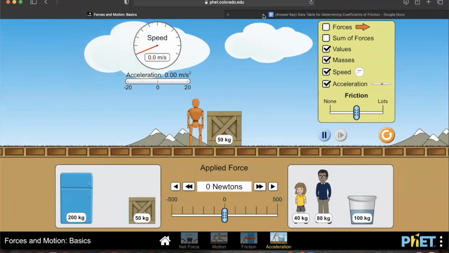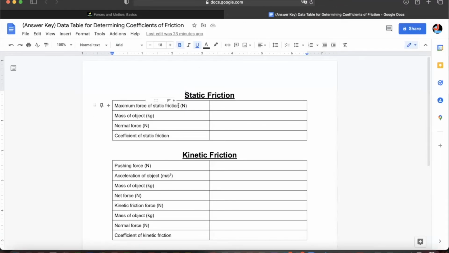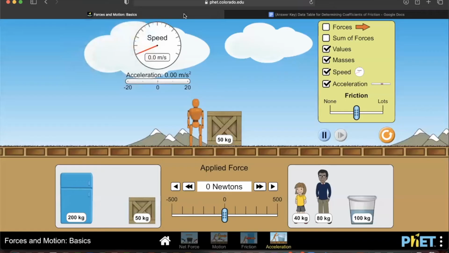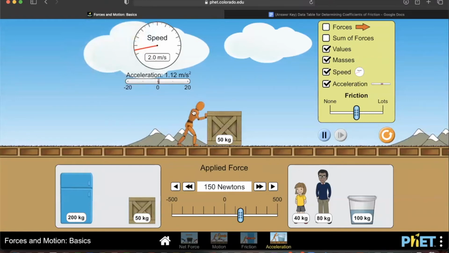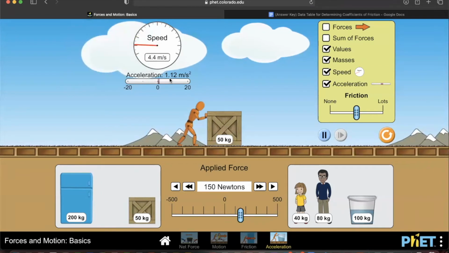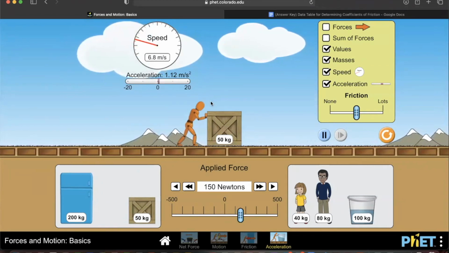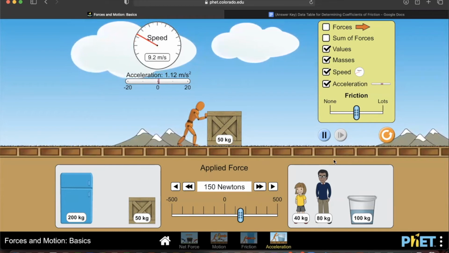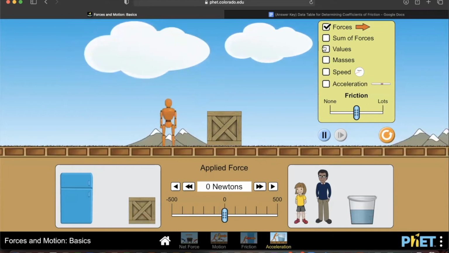So first we need to find the maximum force of static friction. So we just find what is the maximum applied force that we can give such that the box does not move. So let's just go 50, 100. And at 150, we see that the box starts moving because the acceleration is no longer 0. All right, so now let's just reset.